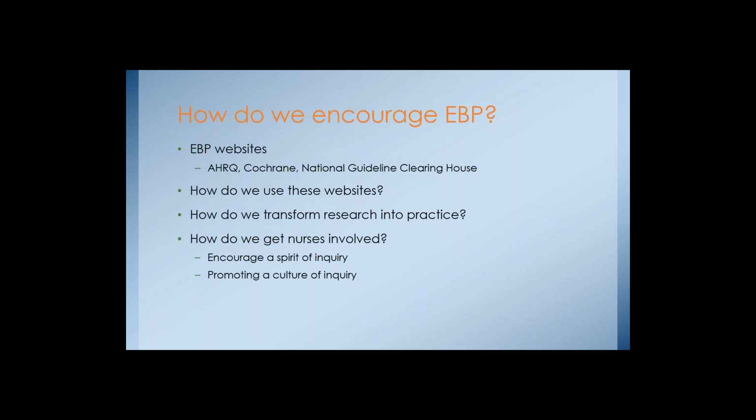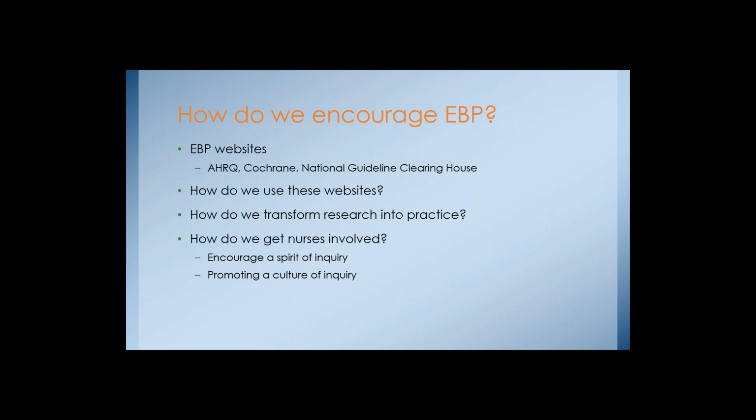And then how do we encourage evidence-based practice? There's many different ways. We go through different websites. There's lots of different websites like the AHRQ, the Cochrane Library, National Guideline Clearinghouse. In your Alfaro-LeFevre book, you'll find on page 142 a discussion of some of these different websites and rating scales for evidence-based practice, how we can use it, those kinds of things.